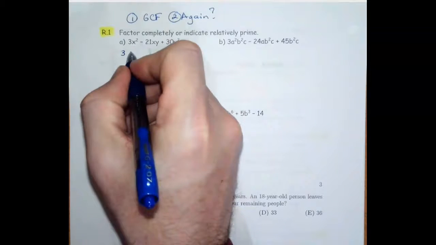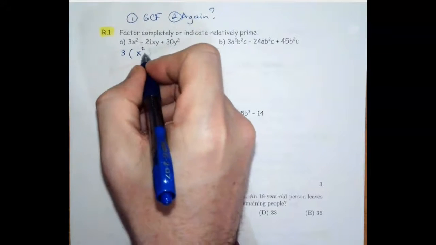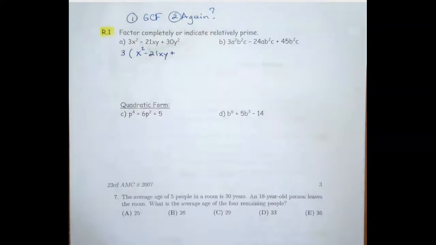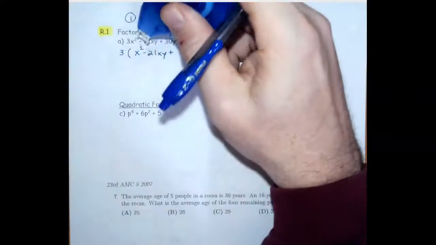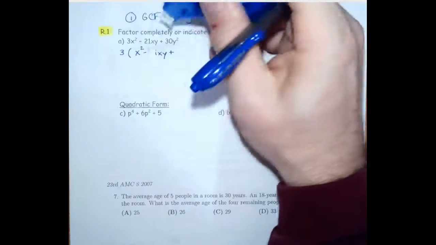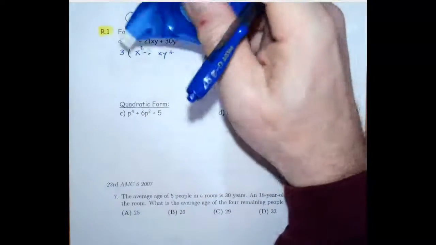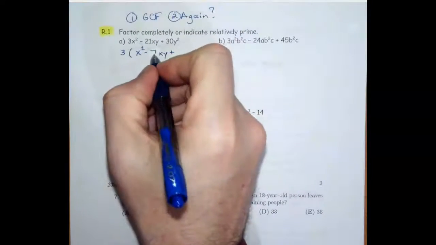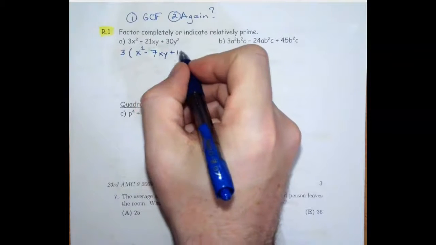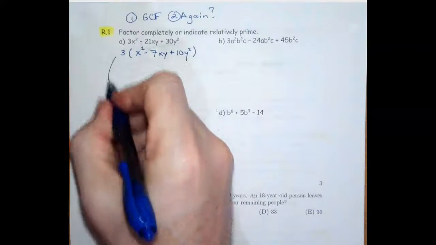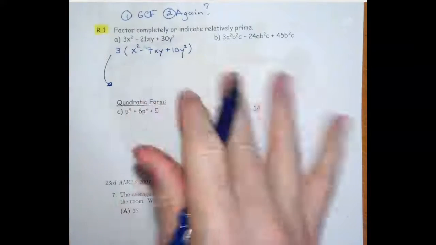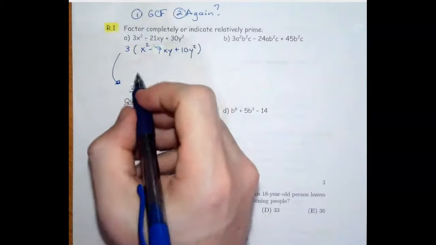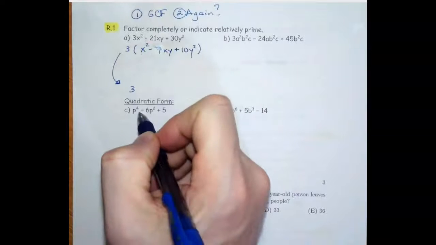GCF 3, all those can be divided by 3. Oops, I didn't divide by 3 there, did I? So that should be 7. And then dividing that by 3. There we go. So students lose track of that 3, so I like to suggest you put it down in the answer line right away. So there's 3. And then we're also going to have some x's and y's in here.